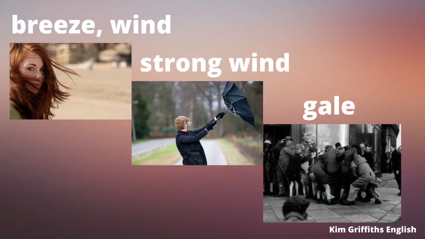When we talk about the wind, so when the air is moving around you, we can say breeze, which is very gentle wind, maybe moves your hair a little. Strong wind, like the picture, when it moves things like umbrellas. And a gale is when the wind is so strong it moves the trees, it makes people move with the air, like in the picture, gale.